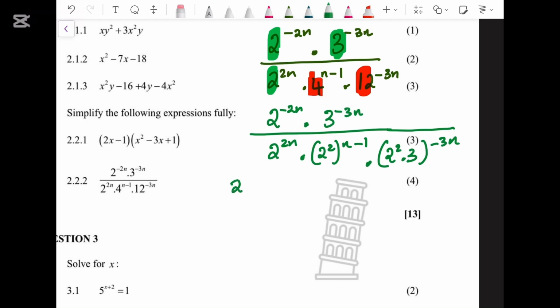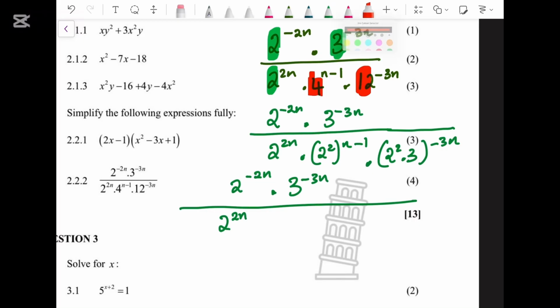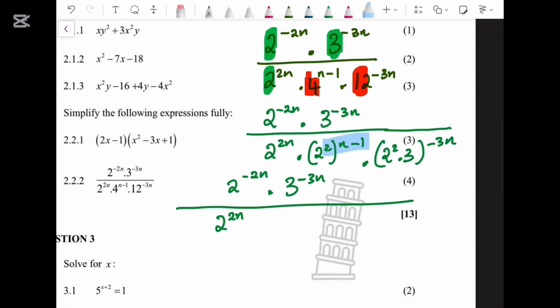So we are going to have 2 to the exponent negative 2n multiplied by 3 to the exponent negative 3n, all divided by, so we have 2 to the exponent 2n. And then remember the laws of exponents. Here, these exponents will multiply. So we are going to have times 2 multiplied by n, it will be 2n. 2 multiplied by negative 1, it will be negative 2.